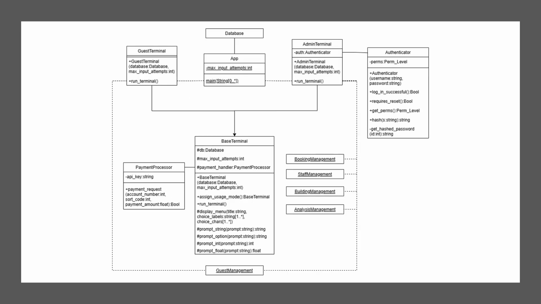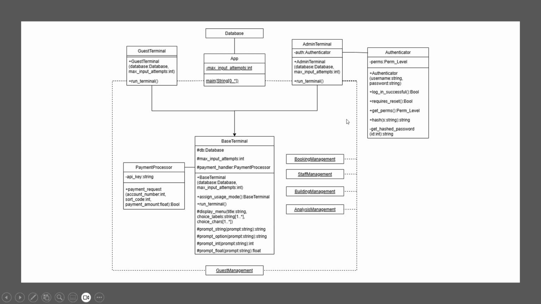Moving on, this is my high-level class diagram. The entry point is the app, and depending on which choice is made, either a guest terminal or an admin terminal is used. They both inherit from a base terminal, which provides features and methods to the terminals that are shared between the two. If the admin terminal is used, then it will use an authenticator class in order to verify the login of the user.